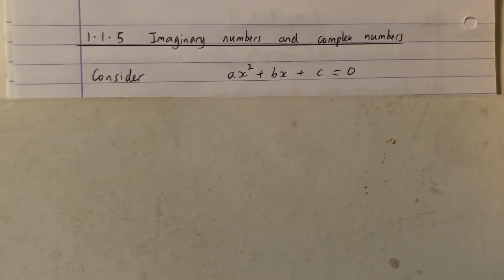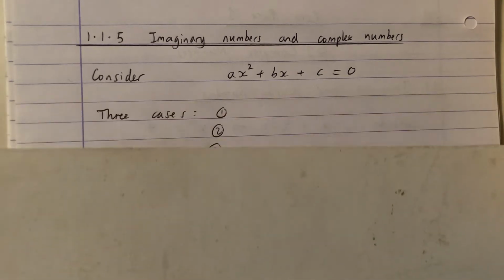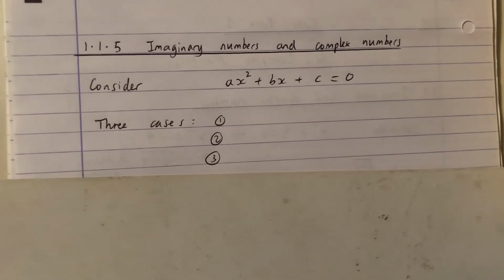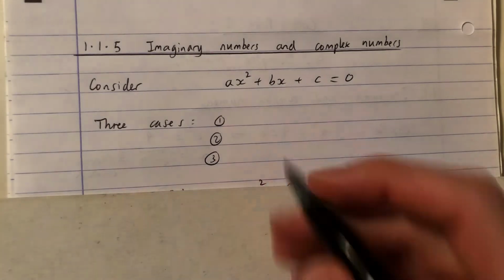Just going to continue with the complex numbers chapter in the Core Pure 1 book. Just the second half of 1.1, so I'm going to call it 1.1.5, imaginary numbers and complex numbers. I'm going to go back to a single maths concept, which is a quadratic equation which looks like ax squared plus bx plus c is equal to 0, and you were taught 3 different cases would happen.